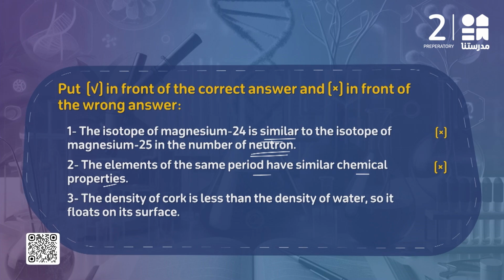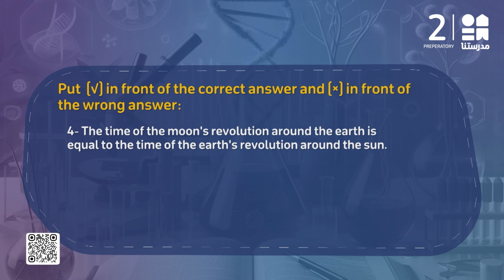The density of cork is less than the density of water so it floats on its surface. Of course this statement is correct, because it depends on the density of the substance. If it's less than the density of water, it floats. If it's more than the density of water, it sinks into the water.